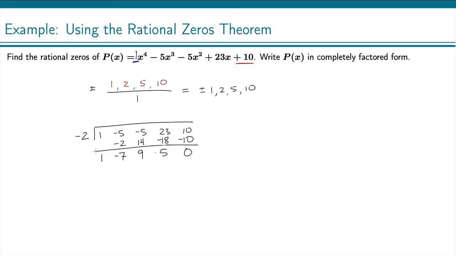So now we check another number, okay? And when something works, you should try it again, because that's a 0, but it may be a 0 of multiplicity 2 or 3, who knows? And so let's go ahead and try that.